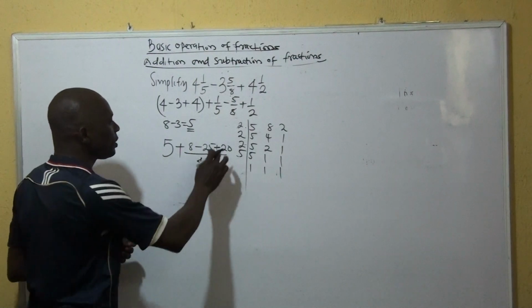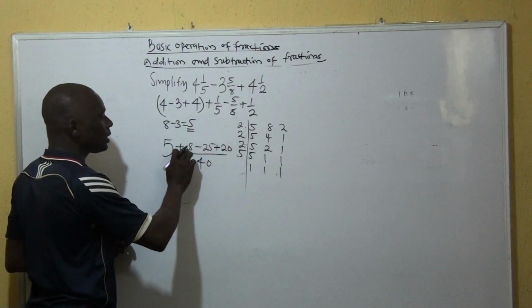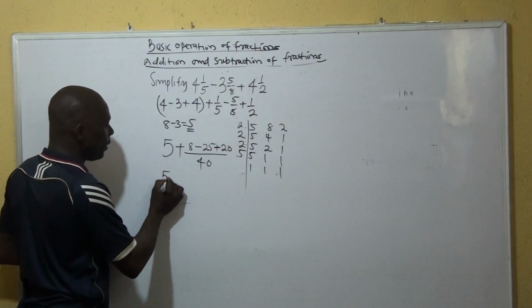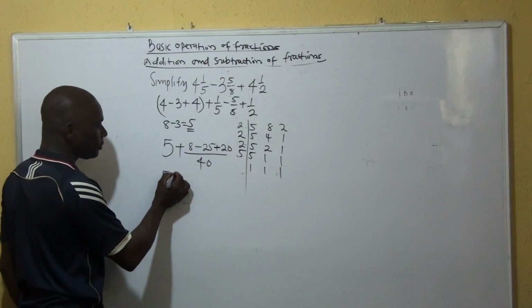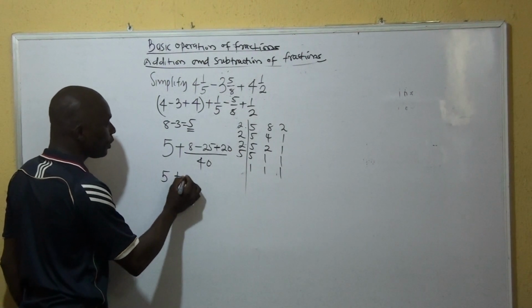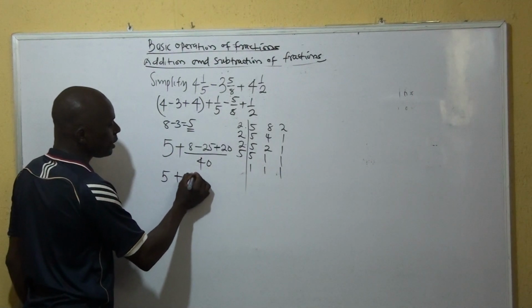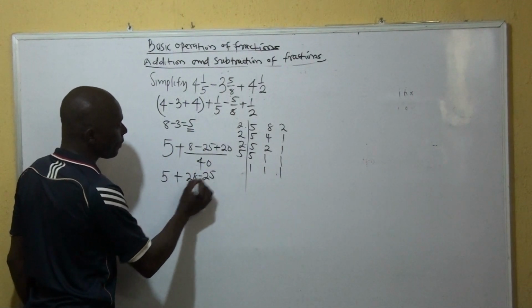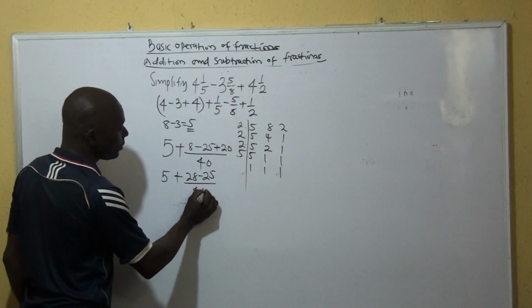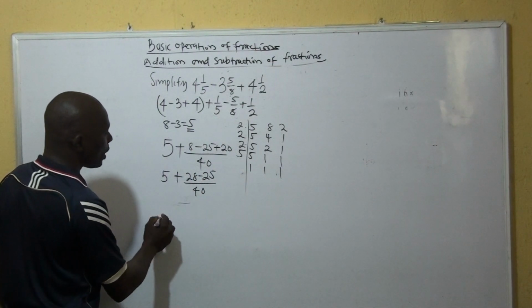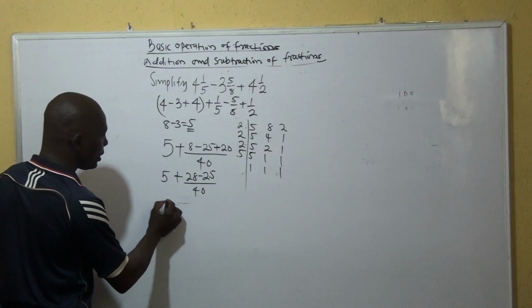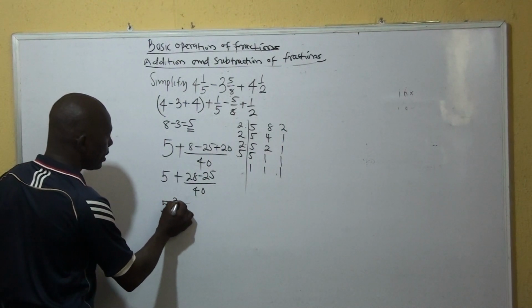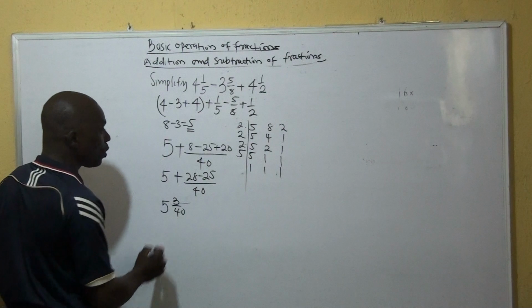So if this is added together, 20 plus 8 is 28, minus 25, over 40, plus the 5 whole number. So 28 minus 25 is simply 3. So this is 5 whole number 3 over 40. This one we're done.